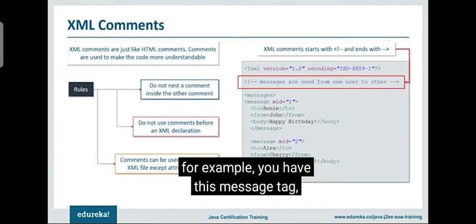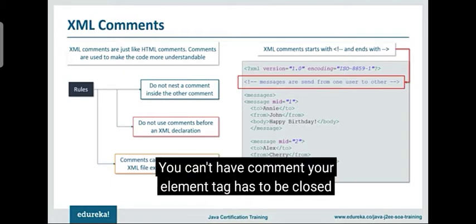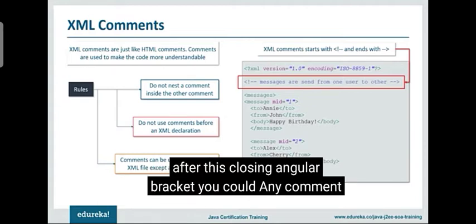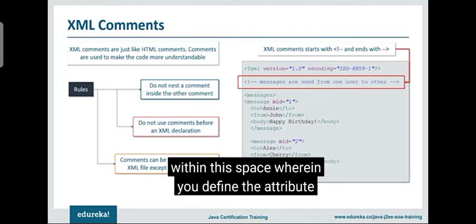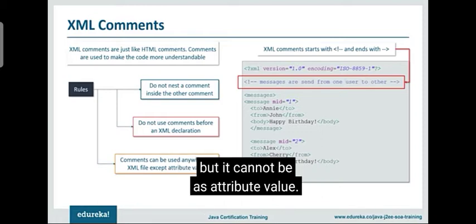Say, for example, you have this message tag, which starts with an angular bracket and then message. Right after the message you can't have a comment. Your element tag has to be closed. After this closing angular bracket, you could put any comment, but it cannot be within this space wherein you define the attribute. So basically a comment can be put anywhere, but it cannot be an attribute value.